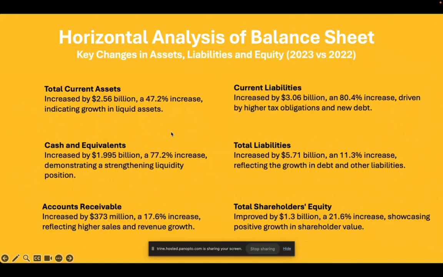The key changes from the balance sheet analysis would be: the current assets increased by 42.2%, indicating growth in liquid assets. And the current liabilities increased by 80.4%, and the cash equivalents by 72.2%, and shareholders' equity by 21.6% in comparison to the previous year.